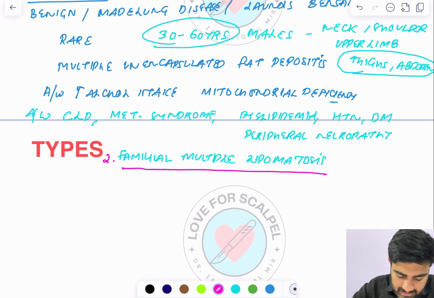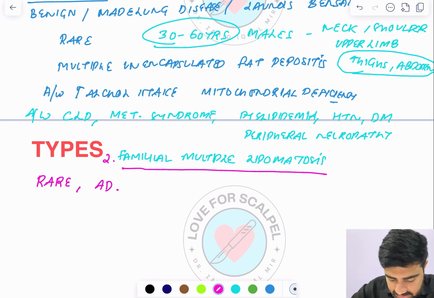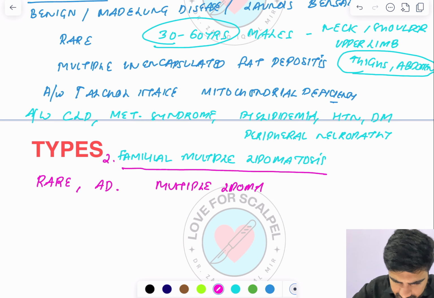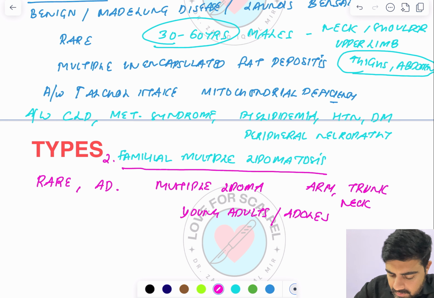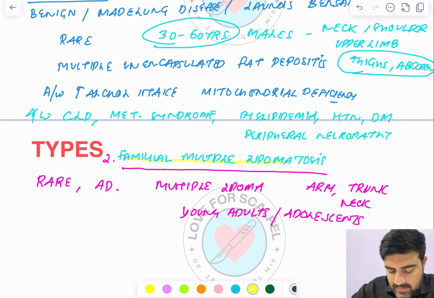This is rare, autosomal dominant, with multiple lipomas. The sites are usually the arm, trunk and neck, and it is seen in young adults and adolescents. This is multiple familial lipomatosis.